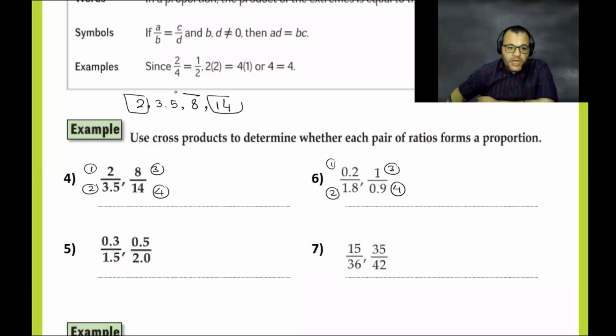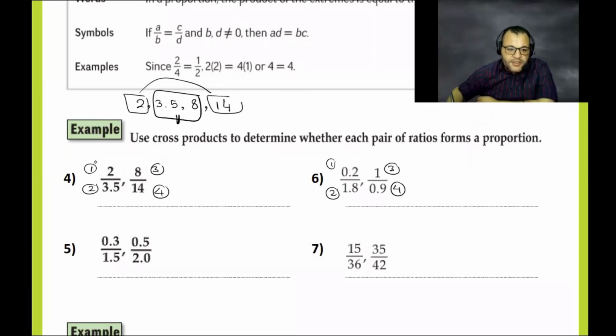The two numbers which lie outside are called extremes. The two numbers which lie inside are called means. If the product of extremes equals the product of means, then they are in proportion, or equivalent fractions. If the products are not equal, they are not equivalent ratios, so not in proportion.